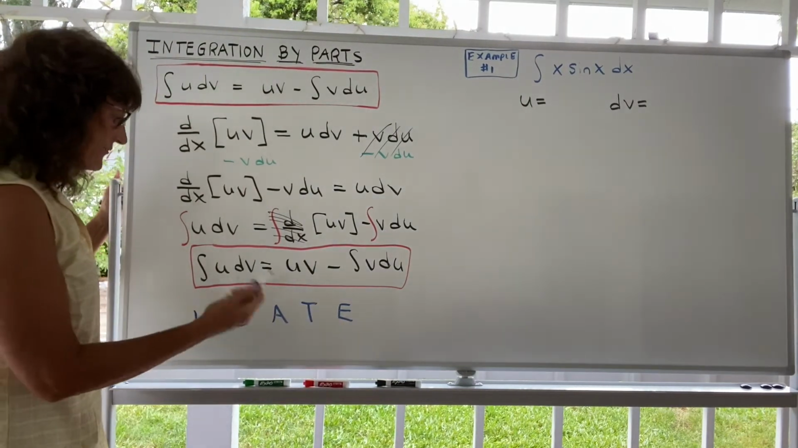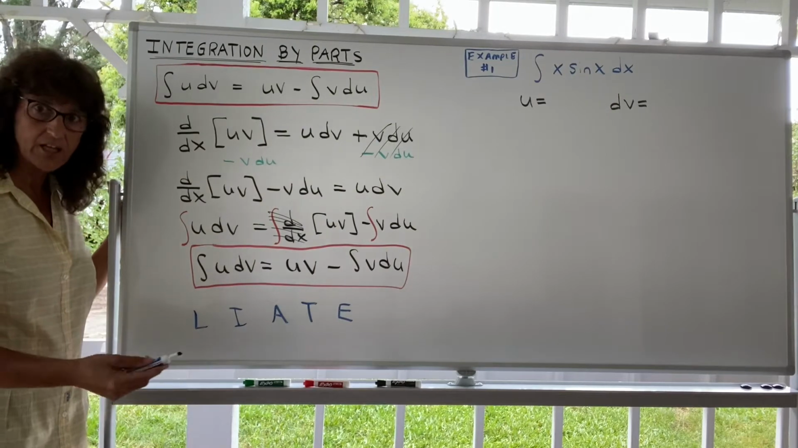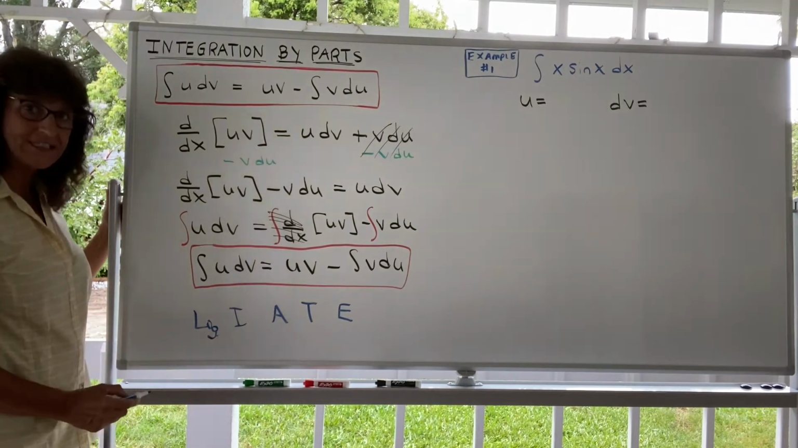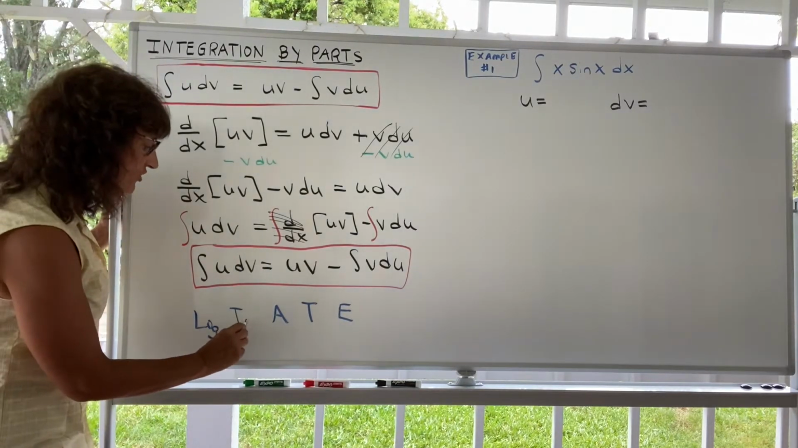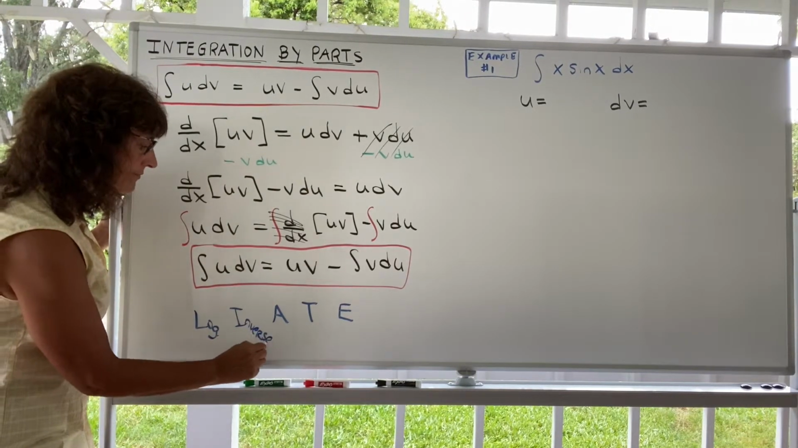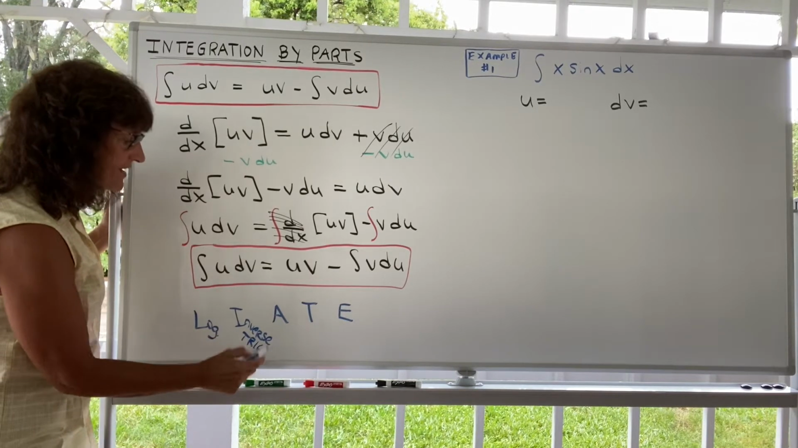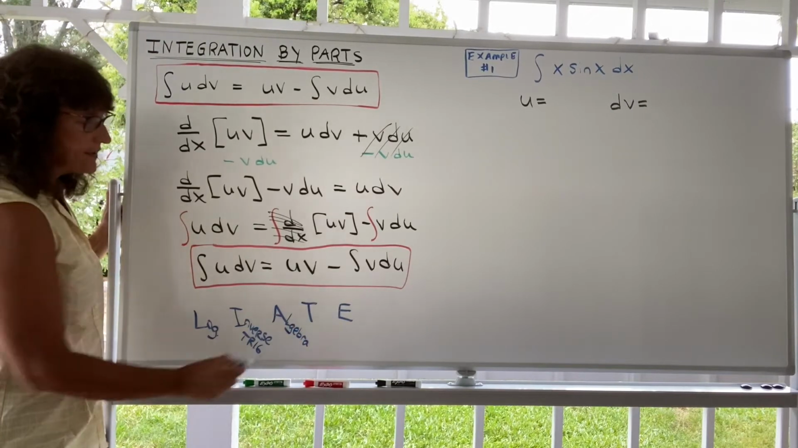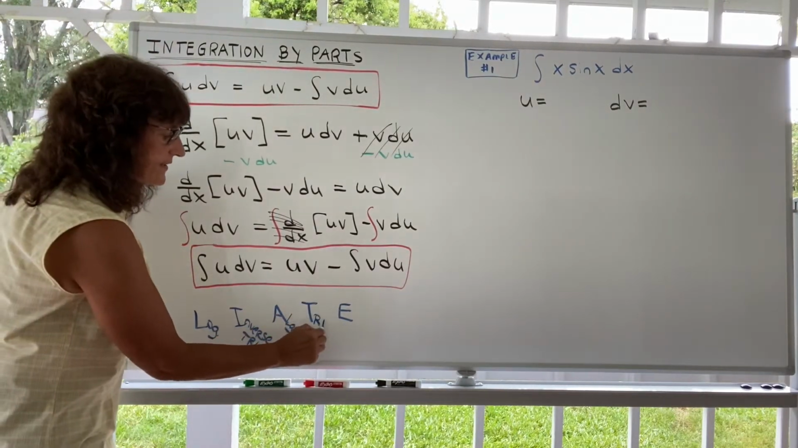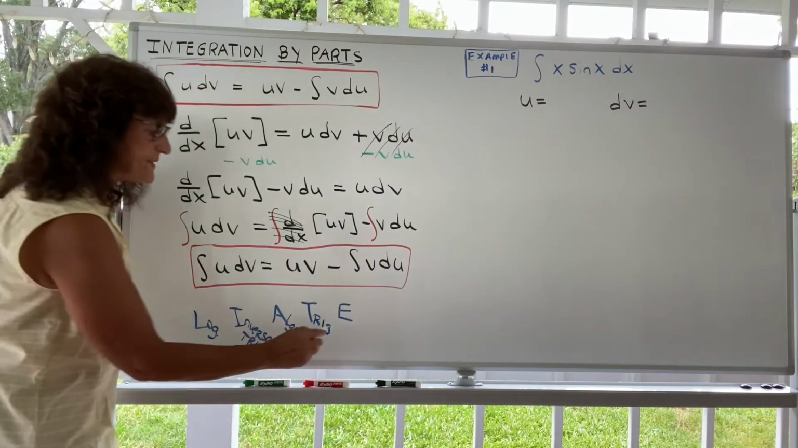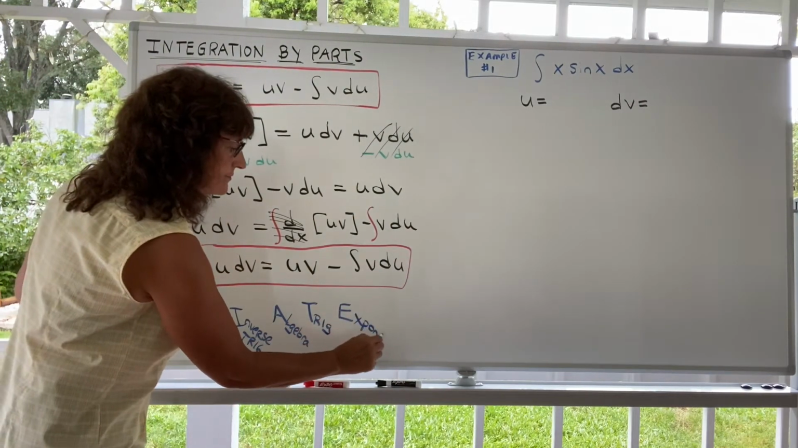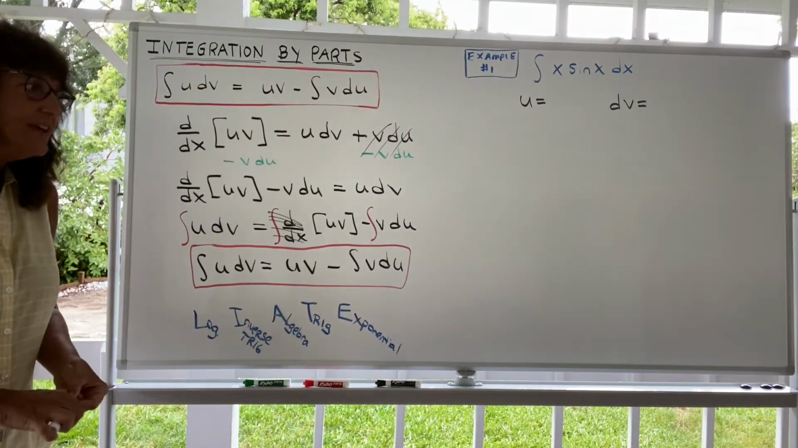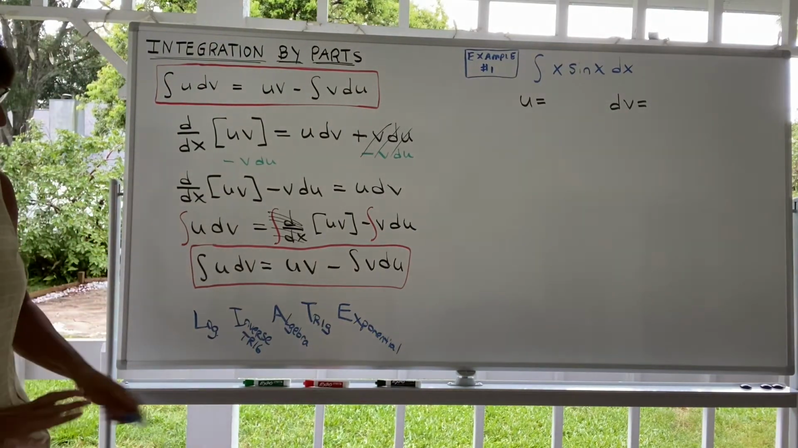These letters stand for the different types of transcendental algebraic functions. L stands for logarithm, your logarithmic functions. I stands for inverse trig functions. A stands for algebraic. T stands for trig, and E stands for exponential. So you want to remember your functions in this order: L, I, A, T, E.